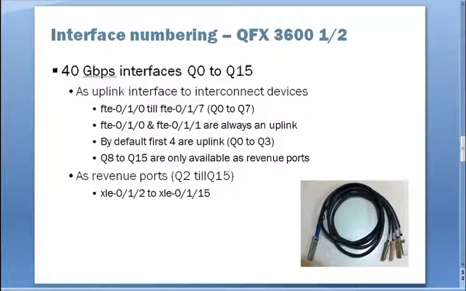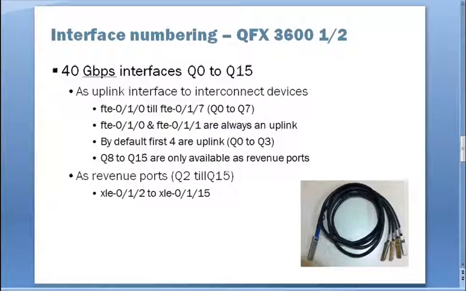When we have addressed Q0 to Q7 as uplink interfaces, which is possible, the first eight interfaces could be uplink interfaces, then they are referred to by the interface type for uplink purposes, which is the fte interface type. Then Q0 to Q7 could be referred to as fte-0/1/0 till fte-0/1/7. As mentioned, Q0 and Q1, so fte-0/1/0 and fte-0/1/1, are always an uplink. Q0 to Q3 are by default the uplink. And then Q8 till Q15, as a result, could only be revenue ports.